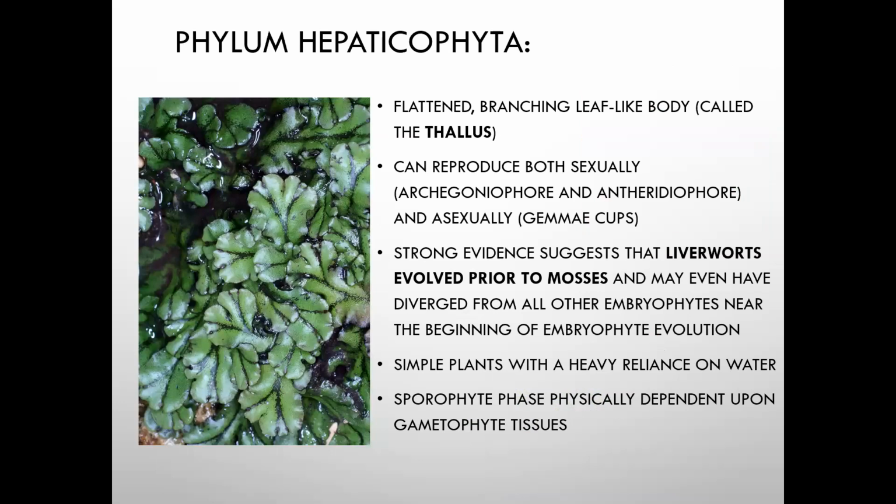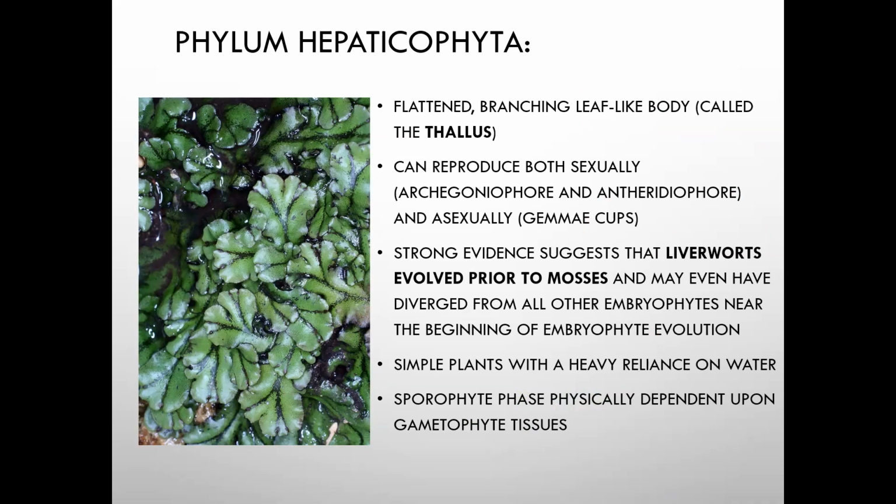Starting with phylum Hepatocophyta. This is the liverwort group, and liverworts are typically flattened, branching leaf-like plants, and this gametophyte stage is called the thallus. They can reproduce both sexually and asexually, and the archegoniophore and antheridiophore are the sexual structures, and gemmae cups are the asexual structures used for reproduction.